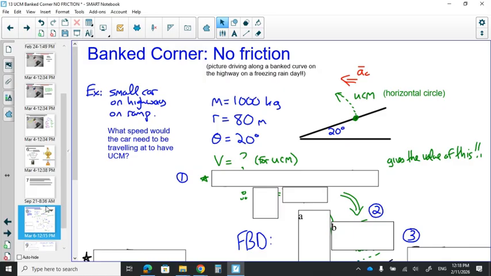Just kidding. All right, so banked corner, no friction, and let's analyze this, right? So here's the angle we're at, and you want to picture this circle that the object is going in horizontally, okay? So this is a car driving along a highway ramp, and we've got the mass of the car, 1,000 kilograms, the radius is 80 meters, and the angle is 20 degrees, and we're going to look at the speed for uniform circular motion.